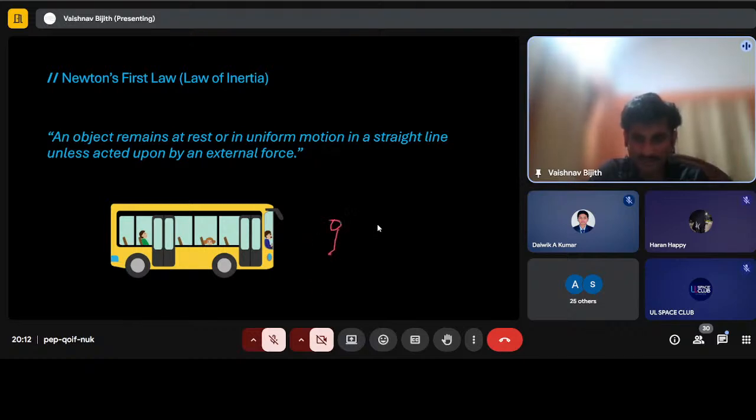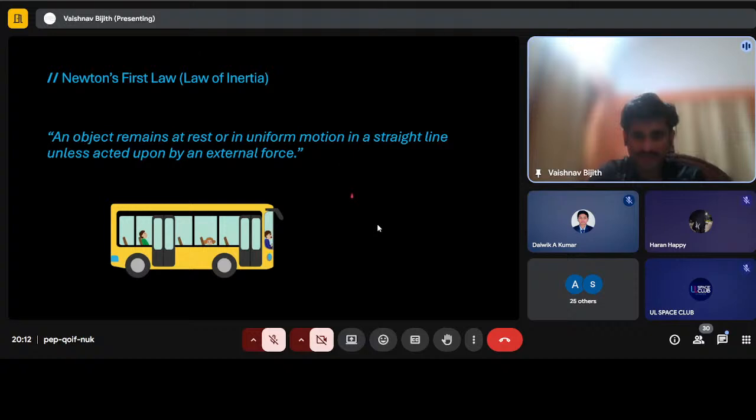But the person who is standing on the bus will experience a forward motion, right? Even though the bus has come to a standstill, in that instant, something pushes us forward, right? So that's inertia. It's almost as if we are continuing to go in the same direction as the bus, even though the bus has come to a stop.